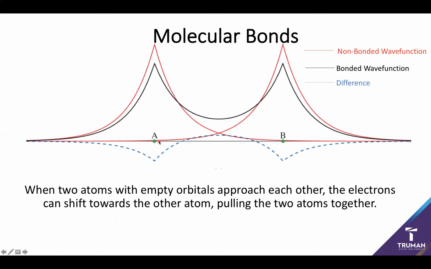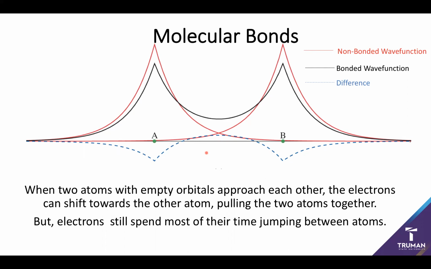And so we end up generating this curve in black, where this is going to be the wave function for two atoms bonded together. And you'll notice there's a lot more density here in the middle. You can see the difference between the bonded and the non-bonded wave function here in the blue dotted line. We have a buildup of electron density in the middle and a decrease in electron density further away from the adjacent atom. And this is going to increase the attraction of these two atoms towards each other.